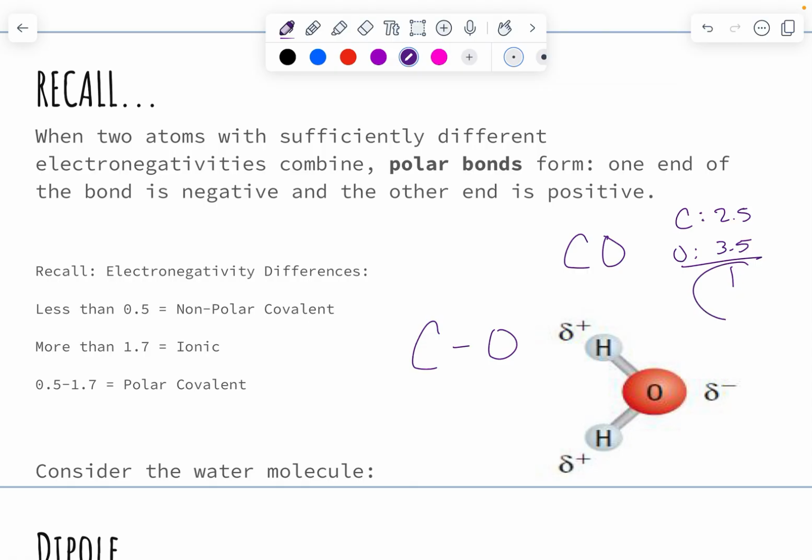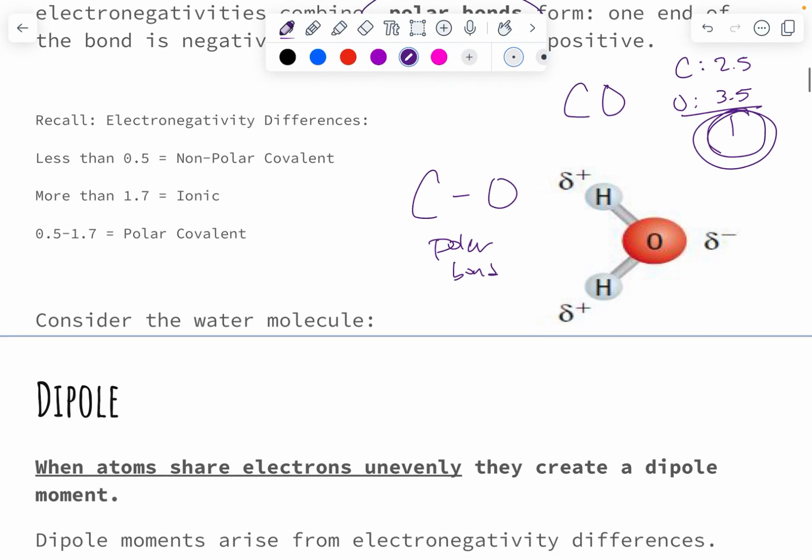And if you have an electronegativity difference of anything greater than 0.5, but less than 1.7, we call that a polar bond. So in the case of carbon monoxide, with a difference of 1, this would be a polar bond. And that's kind of all we talked about, right? So today we're really going to dive into what that means and the implications of that in the chemistry world.